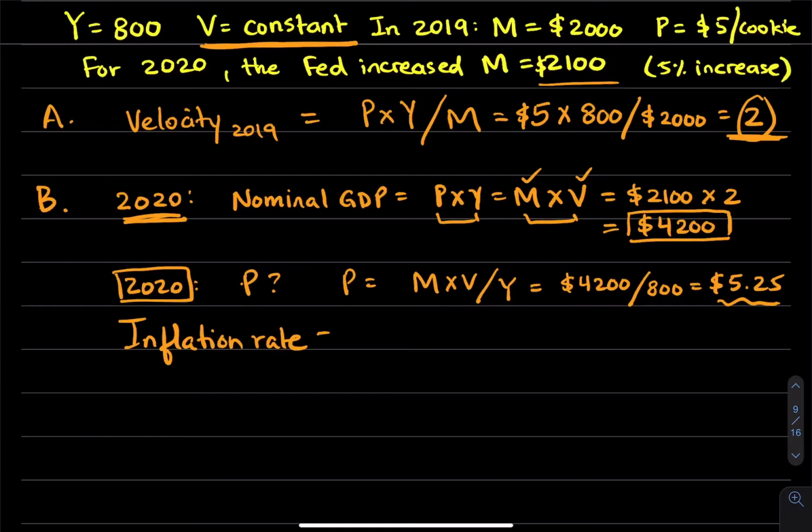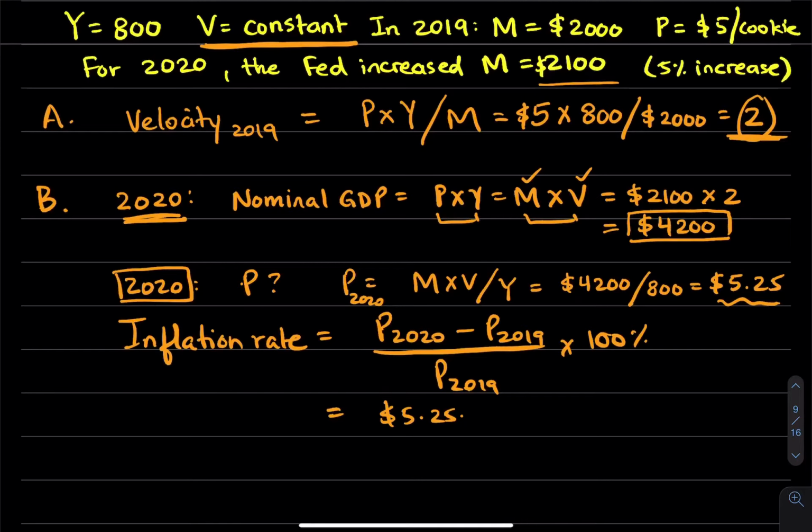And the inflation rate equals the percentage change in prices between the 2 years. So it's going to be the price level in 2020, which is this guy, $5.25, minus the price level in 2019, which we are already given as $5, divided by the price level in 2019 times 100%. So if you substitute in the values, this is 5.25 minus $5 divided by $5 times 100%, which is equal to 5%.